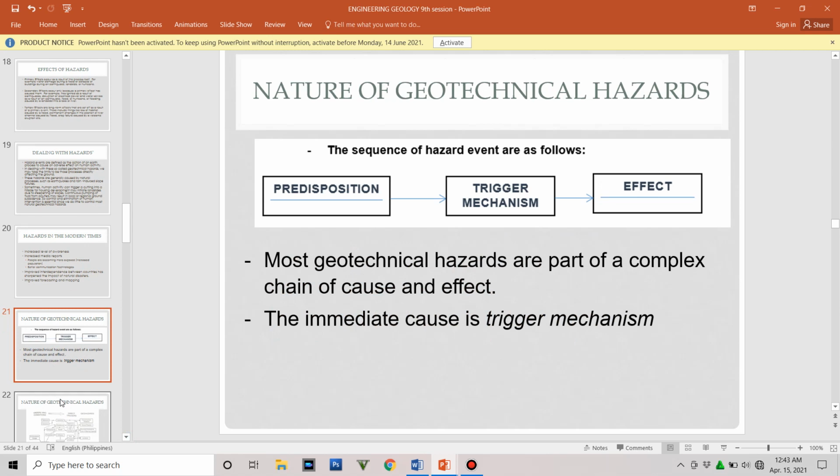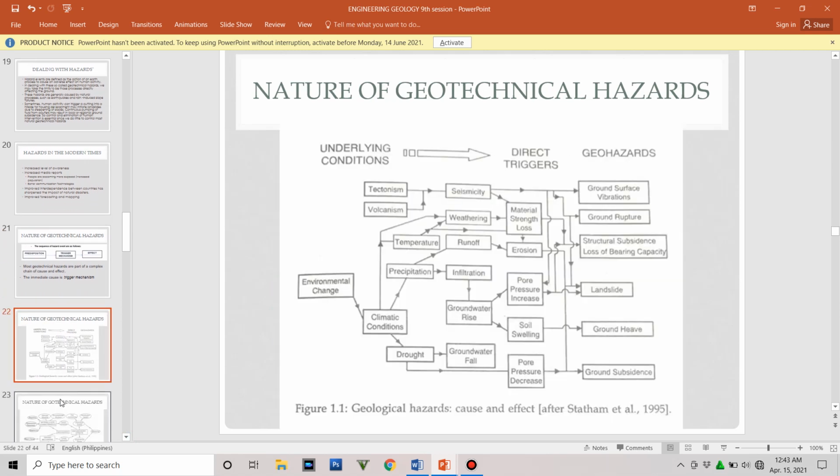So the immediate cause is trigger mechanism. For example, an increase in pore water pressure may trigger a landslide. So it weakens the slope material with the increased pore water pressure. Other underlying factors defined in predisposition, proneness or susceptibility. Yung predisposition na tinatawag is proneness or susceptibility.